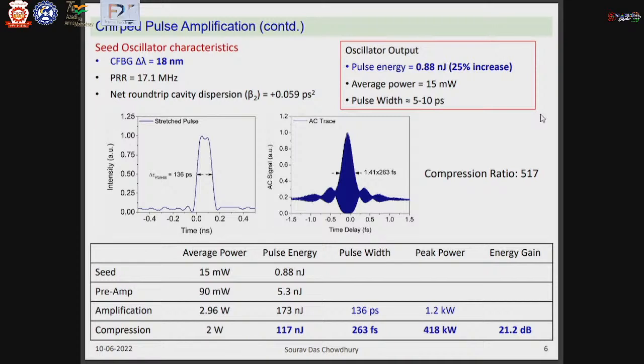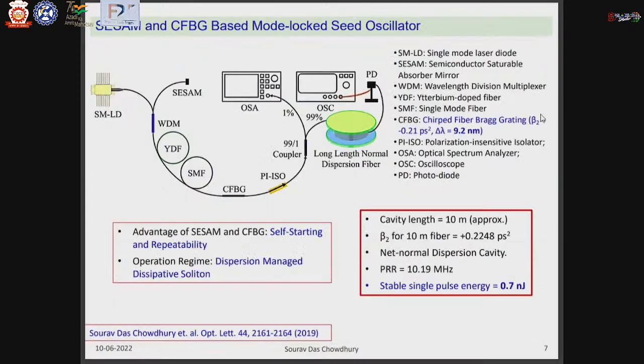Pulse energy goes up significantly. The major point is the pulse width. Pulse width goes into sub 300 femtoseconds. And the peak power goes from 1.2 kilowatts to sub megawatt. It goes to 418 kilowatts almost. So this is chirped pulse amplification.